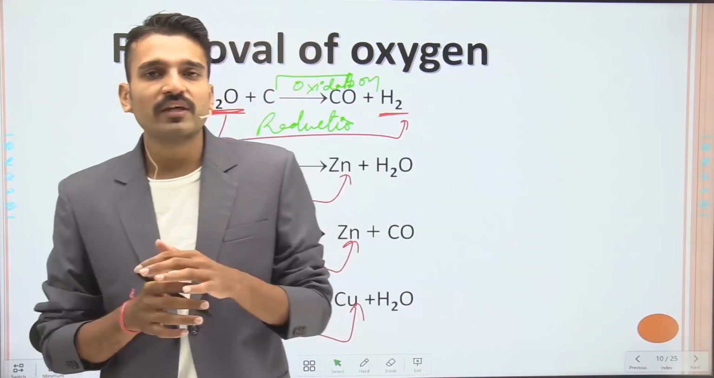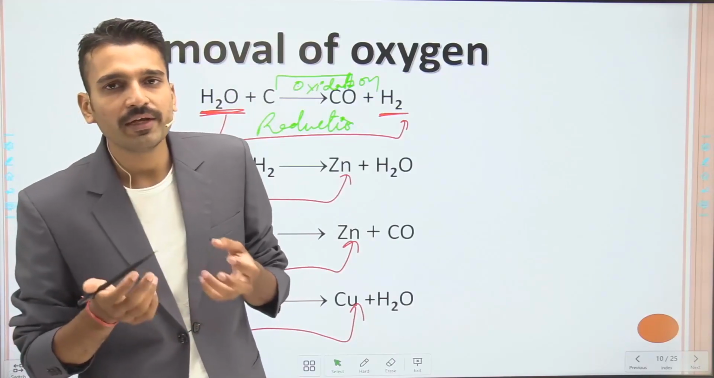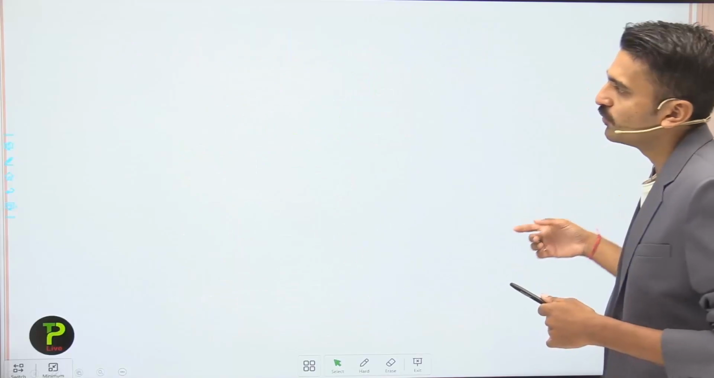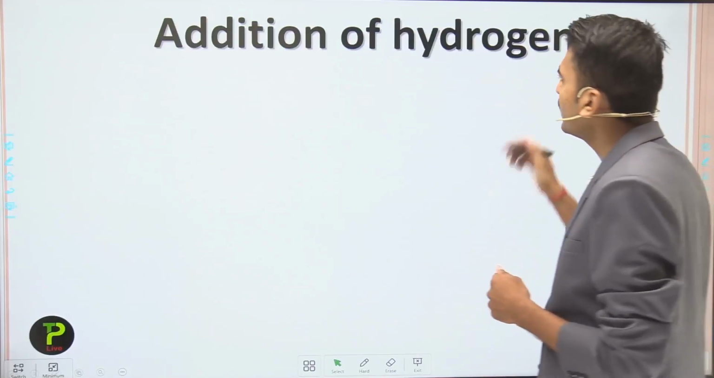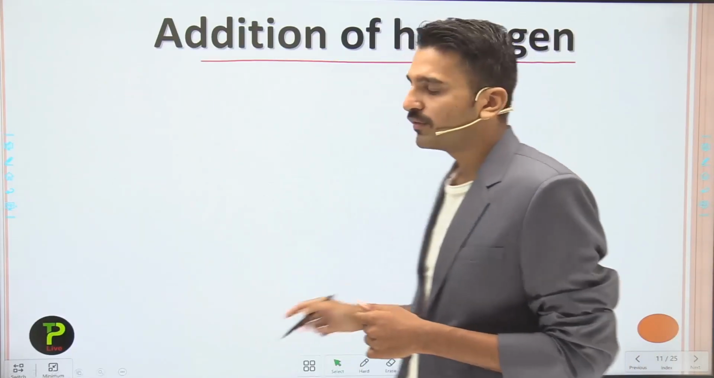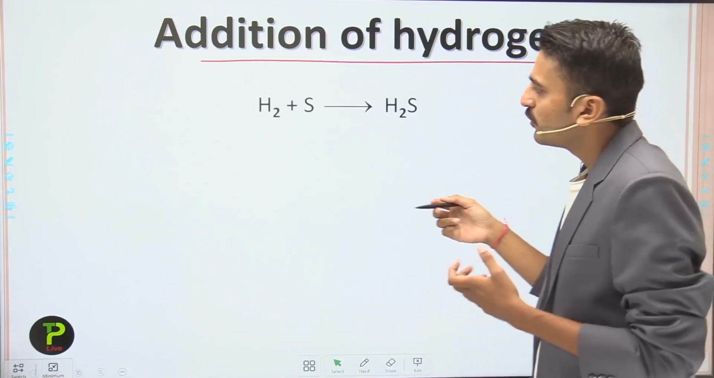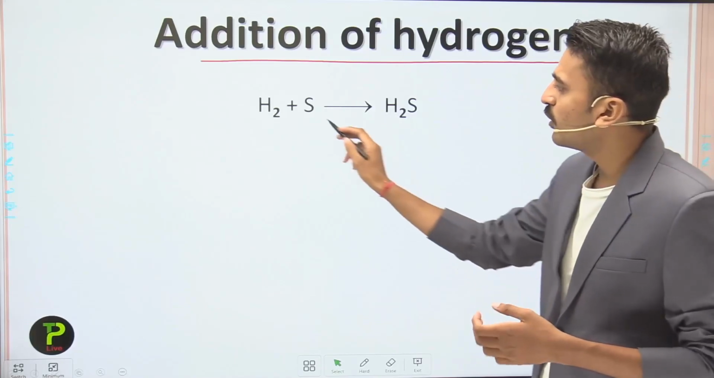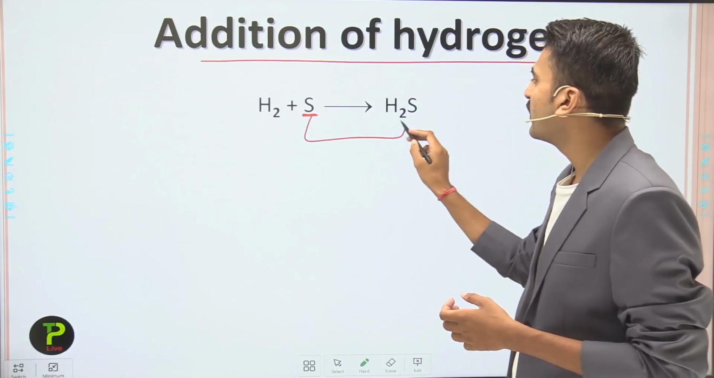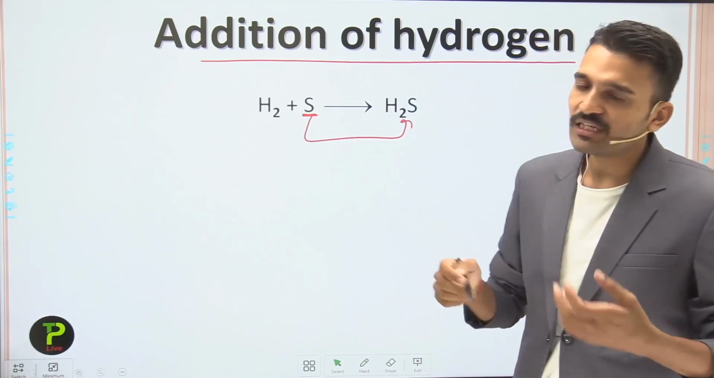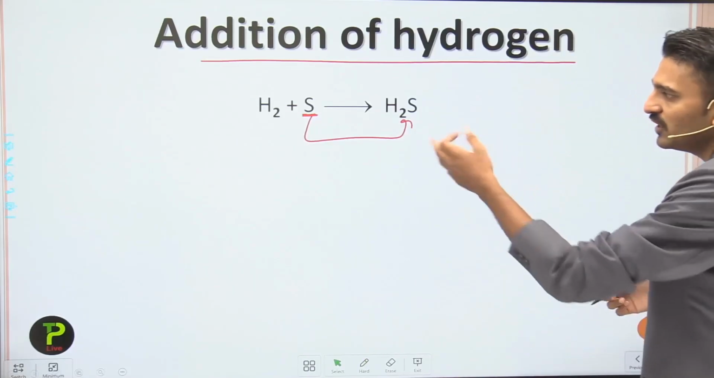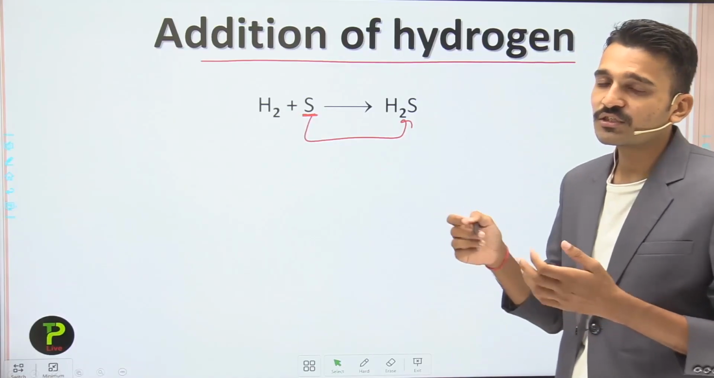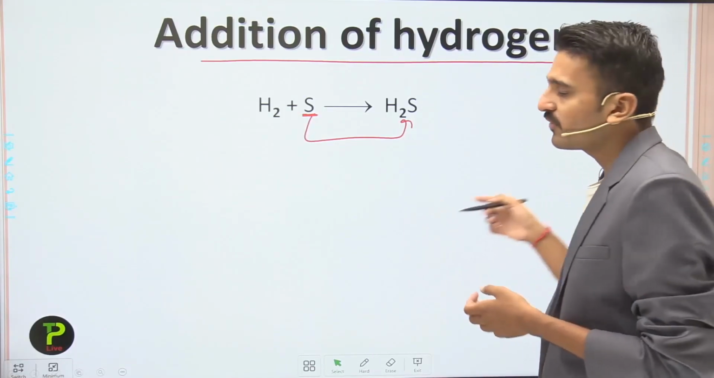But what happens if there is no oxygen element present in some compound? So let us see those examples also. That is the addition of hydrogen. So here you see hydrogen reacting with sulfur, it forms H2S gas. So what is happening to the sulfur? Sulfur has undergone the addition of hydrogen to itself. So this is the reduction, or I can say the reduction of sulfur is taking place.